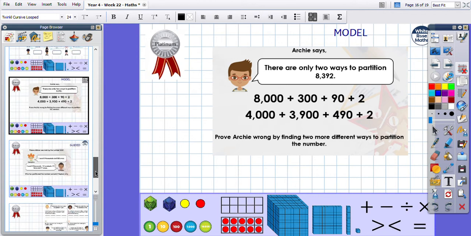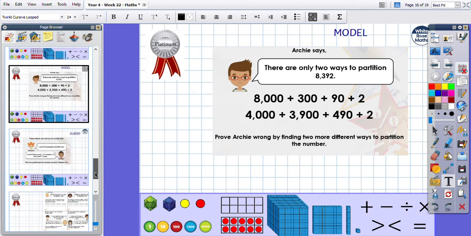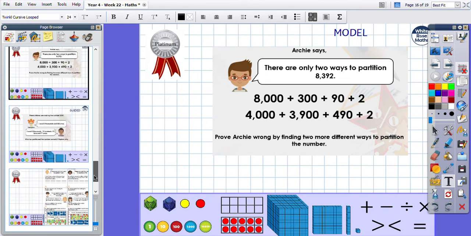Platinum then. Archie says there are only 2 ways to partition 8,392. Prove Archie wrong. I love to prove Archie wrong. So here are 2 ways. Let's think of another one. So this one starts with 8,000. This one starts with 4,000. I'm going to start with 3,000. So then I've got how many thousands left? 8 take away 3 is 5. So we've got 5,000.